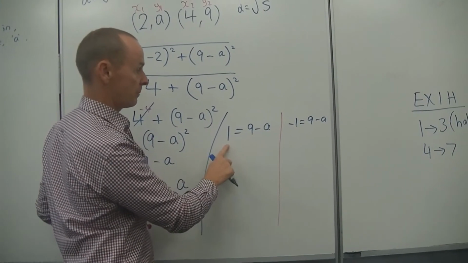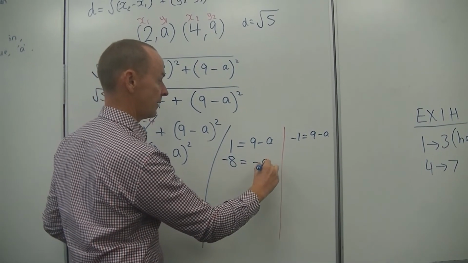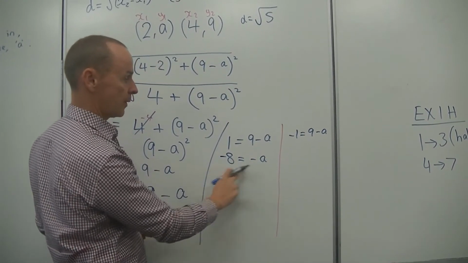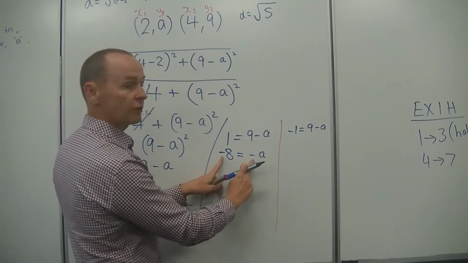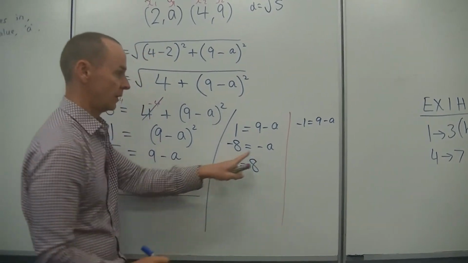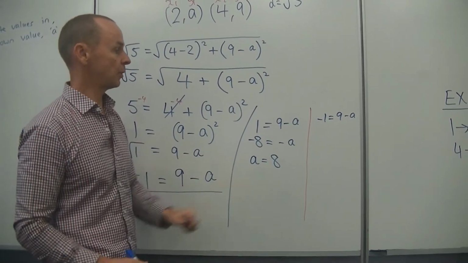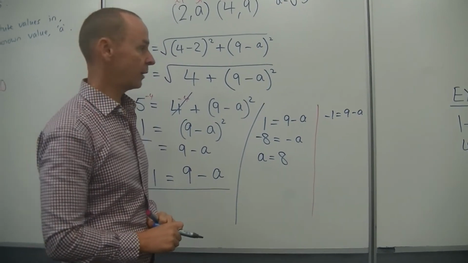So take away 9 from both sides. 1 minus 9 is minus 8 equals minus A. And then times both sides by minus 1. So you just really get rid of the negatives and you get A equals positive 8. And you see that? Both minuses cancel and they become positive. So the first answer is A equals 8.